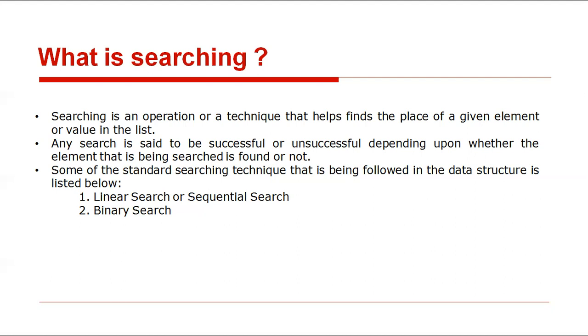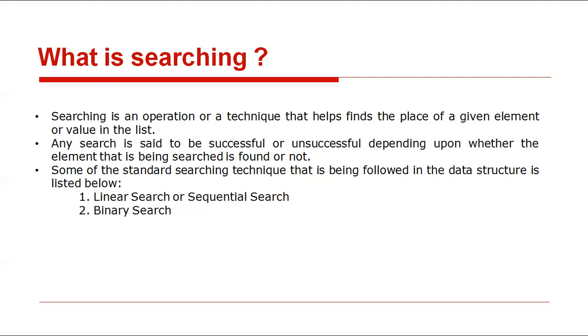Is he available in the class? Then the search is found at a particular location. Otherwise, he is not available in the class. Here, what is the meaning? Sequential or linear order means one after another. To search an element in an array, one by one, one after another.